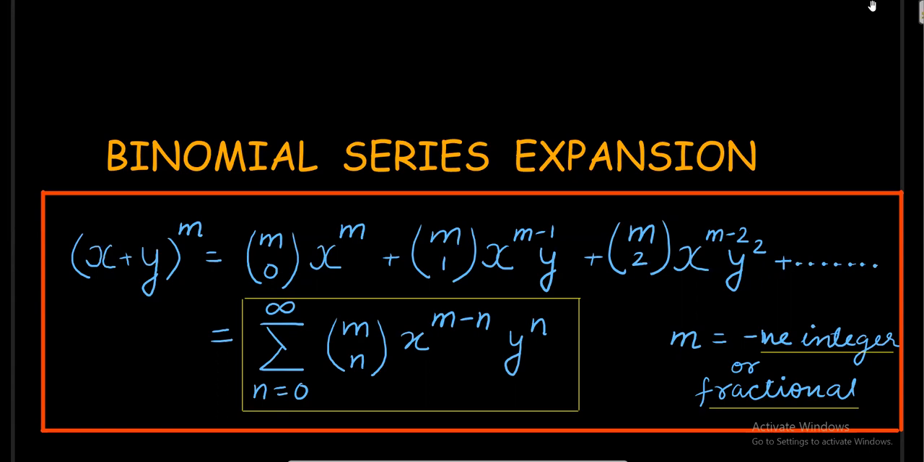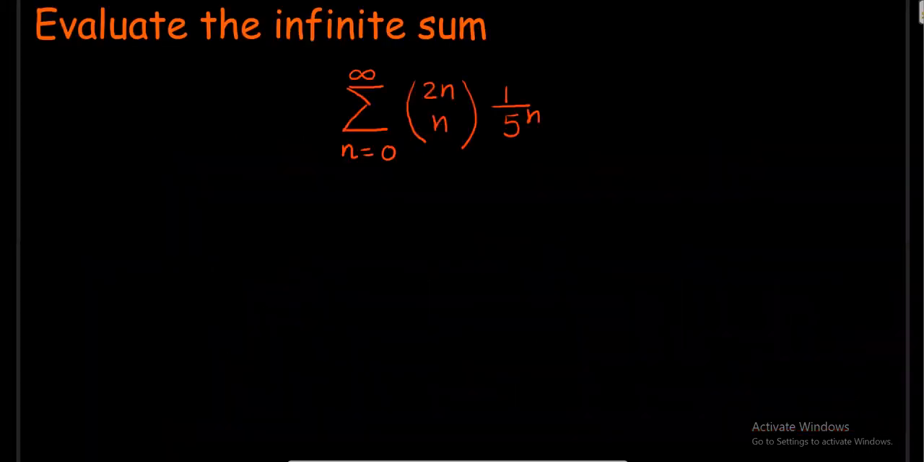In this video, I have for you a very innovative question from an International Math Tournament that is actually going to help you learn how to correlate the binomial coefficients of binomial series for positive integers and that for any rational index. So let's quickly go to the question. The question says: evaluate the infinite sum, sigma n from 0 to infinity, (2n choose n) times 1 upon 5 whole power n.